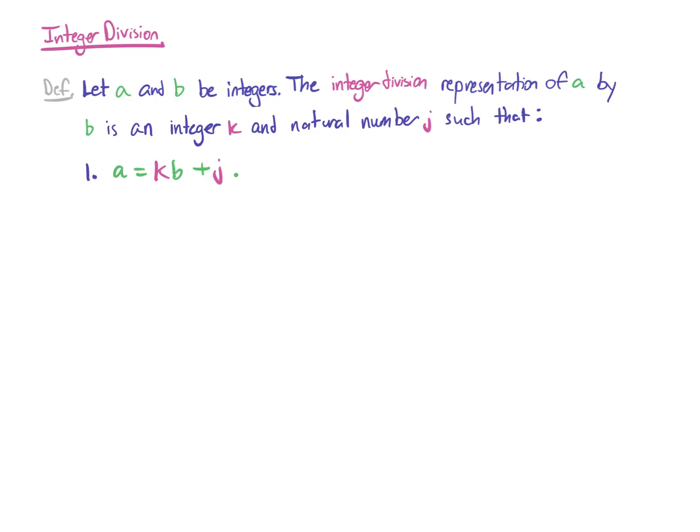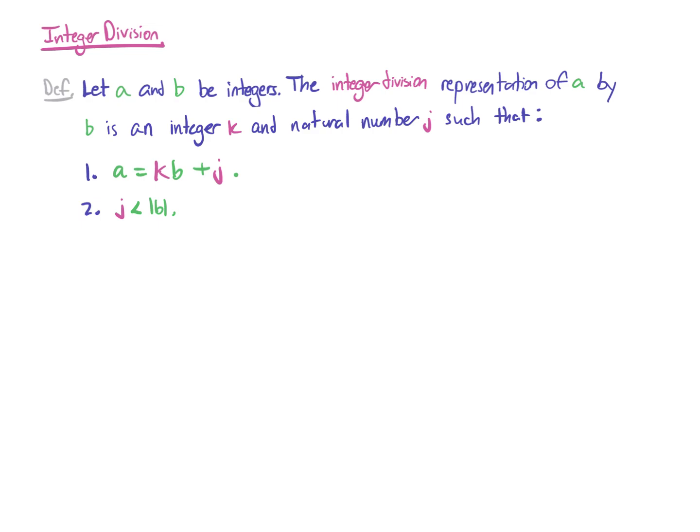What this says is that in order to make up a, I need to be able to take k copies of b and then add j, and the result has to make a at the end. And then second, I additionally require that j must be less than the absolute value of b. Note that j is always non-negative because it's a natural number, so j can't be a negative number.